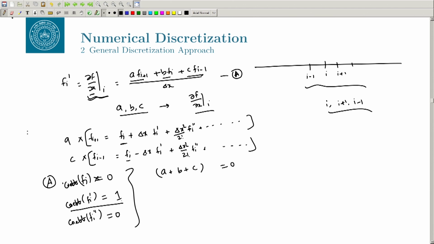Second is the coefficient of f i prime is equal to 1, right. So, collect the f i prime term. Basically this is A delta x, plus there is no f i term here, plus C times minus delta x, so minus C delta x, divided by delta x, equal to 0. Delta x is here also, but delta x cannot go to 0. So, this is basically A minus C is equal to 0.